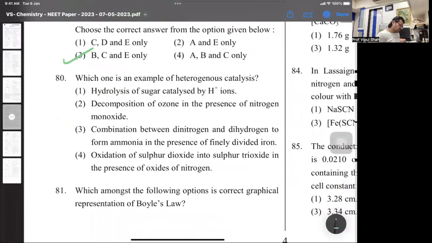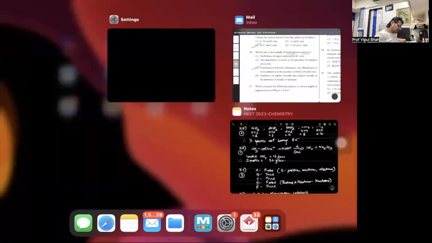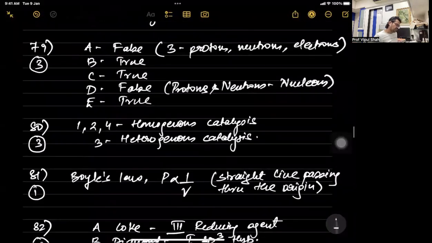Then next one, 80th: which of the following is an example of heterogeneous catalysis? In heterogeneous catalysis, the reactants and the catalyst are not in the same phase. That's only one option what we have. That's the third one, the combination of dinitrogen and dihydrogen to give you ammonia. That's Haber's process. So look at this, 79 and 80. In 80th, the 1, 2, and 4 are all homogeneous catalysis, meaning the reactant and the catalyst are in the same phase.